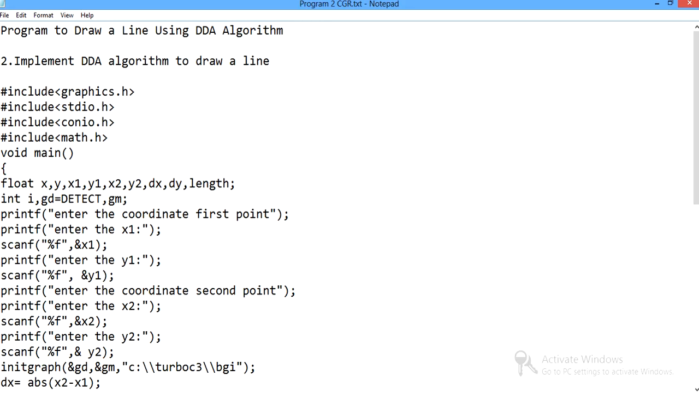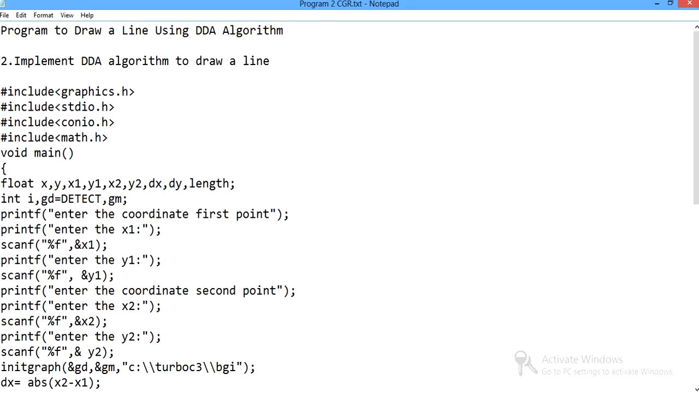Today I am going to discuss the program in C to draw a line using the DDA algorithm. We have discussed this algorithm in our lecture session. So what is DDA? DDA stands for Digital Differential Analyzer algorithm. What is the basic purpose of this algorithm?